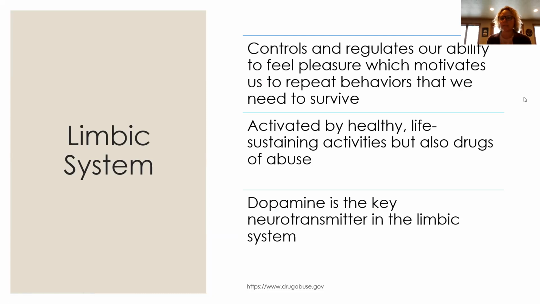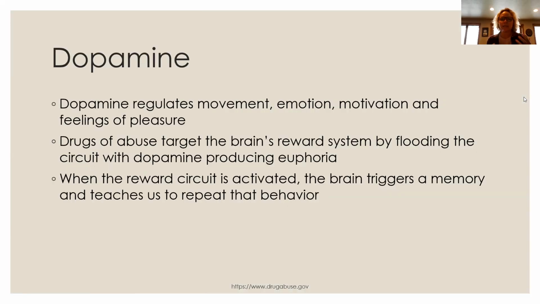And then dopamine is the key neurotransmitter in the limbic system that we're talking about. So it regulates movement, emotion, motivation, and feelings of pleasure. Again, drugs of abuse target the brain's reward system by flooding the circuit with dopamine. So when that reward circuit is activated, like I was talking about, then the brain triggers a memory and teaches us to repeat that behavior. So what that means is, if I use a substance and I get a little bit of dopamine, my receptors get a little bit excited about that, and it creates a memory, and it's a very positive memory.